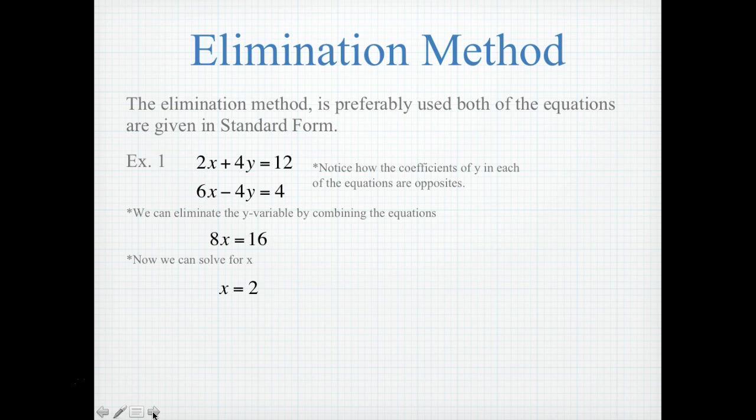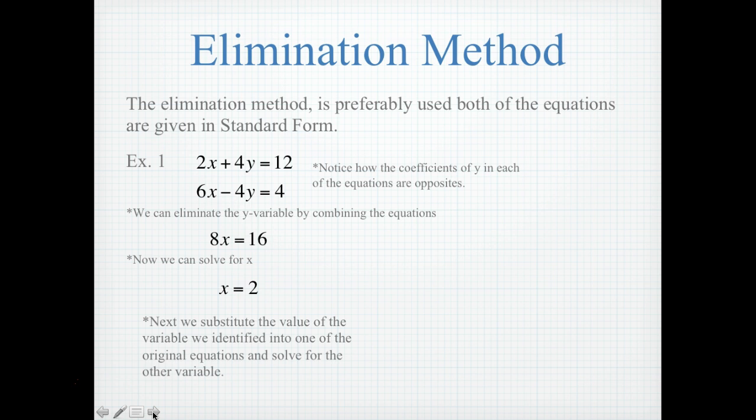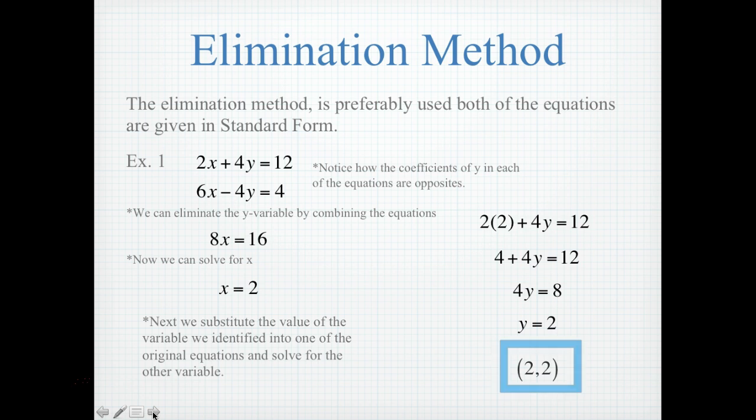Once we've identified the first variable, we're now going to plug that value back into one of the two equations. It doesn't matter which one. The solution is going to be the same either way. So in this case, we'll go ahead and select the first equation, 2x plus 4y equals 12. We know the value of x is equal to 2. So when we substitute that value of 2 back into the first equation, we end up with 2 times 2 plus 4y equals 12. And now we simplify and solve the equation, and we end up with a value of y equal to 2. Expressing our answer as an ordered pair gives us our solution of (2, 2).